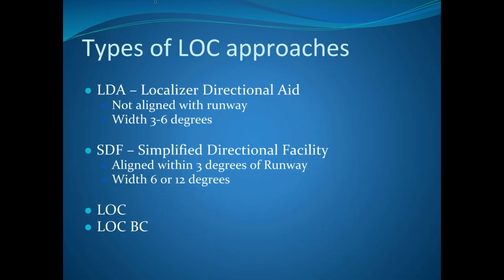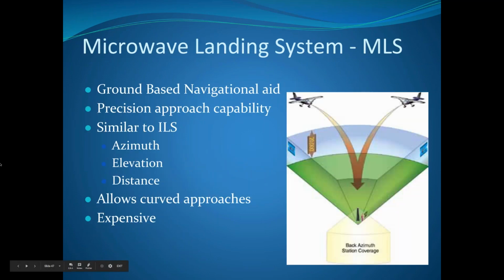Yeah. So your localizer approaches, you got an LDA approach, localizer directional aid. So it's not aligned with the runway, and the width is 3 to 6 degrees. And then you got an SDF approach, a simplified directional facility. Once again, aligned within 3 degrees of the runway. And then the width is 6 to 12 degrees. And then you got your localizer.